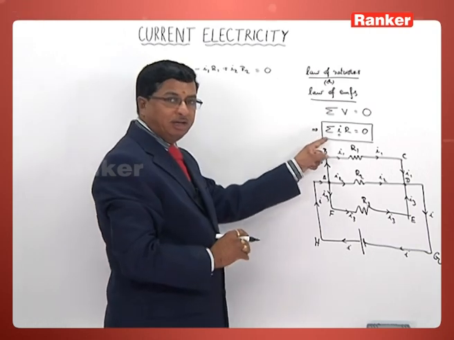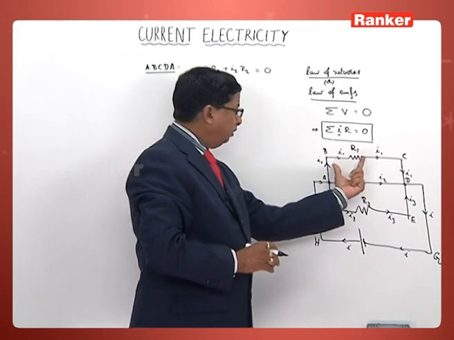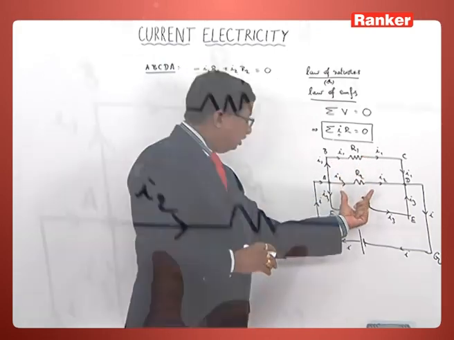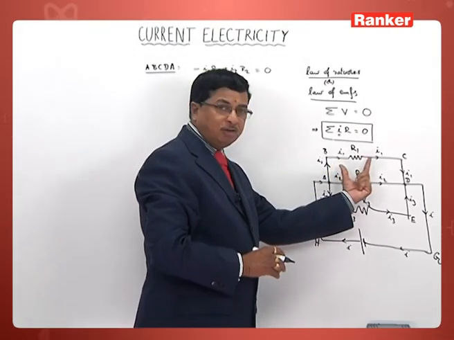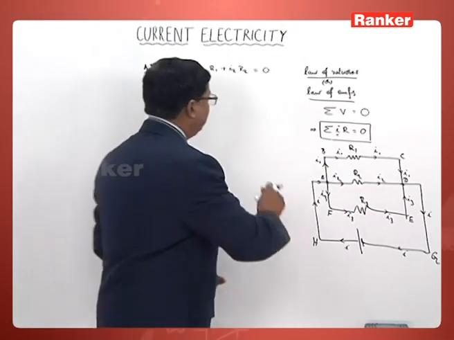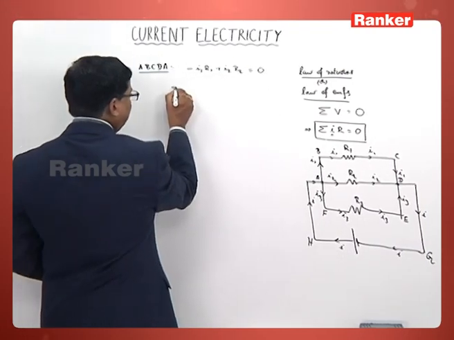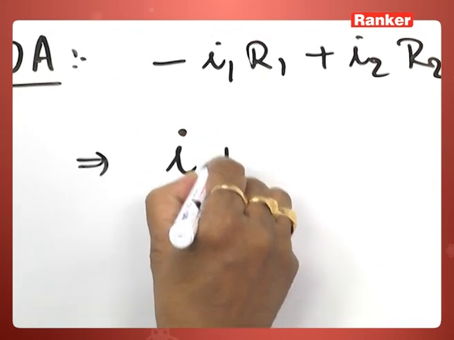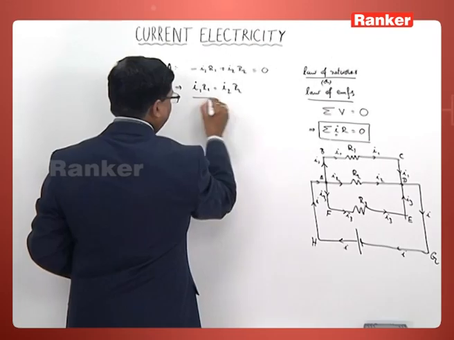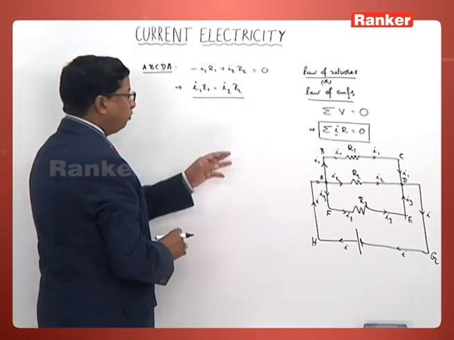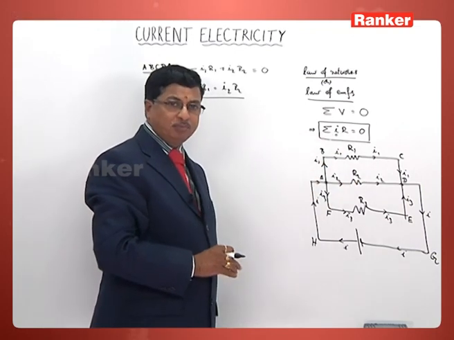It is nothing other than sigma IR is equal to 0. So, sigma IR means here I1 R1, here I2 R2. According to the convention, minus I1 R1, here plus I2 R2, that sum of course must be 0. Now, you can rewrite the same as I1 R1 is equal to I2 R2. This is actually the outcome we can expect from the first network we have considered.